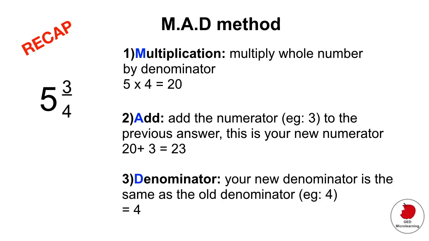And then finally, the D of MAD means denominator. Here what this means is that your new denominator is the same as the old denominator. In this case, it's 4. So your mixed number, 5 3/4, if you write it as an improper fraction, is 23 over 4. You got the 23 from steps 1 and 2, and your denominator is 4 because it's the same as the mixed number denominator.